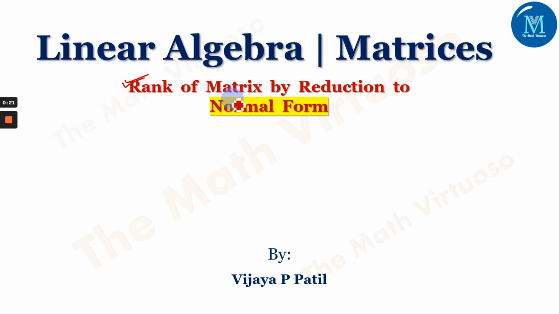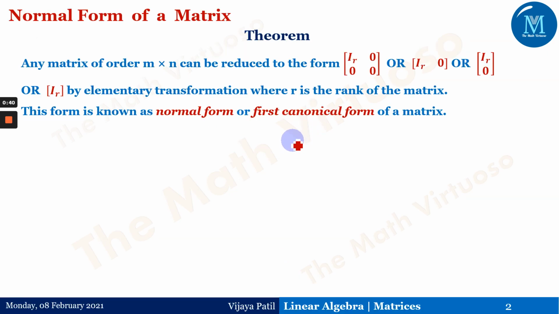The definition says the rank is the order of the highest order non-zero determinant. So it is not feasible to go for higher order matrices to find out the rank of that particular matrix. That is the reason normal form is one of the methods to find out the rank of a matrix. So what is the theorem?